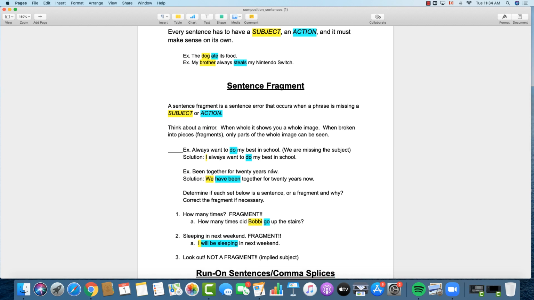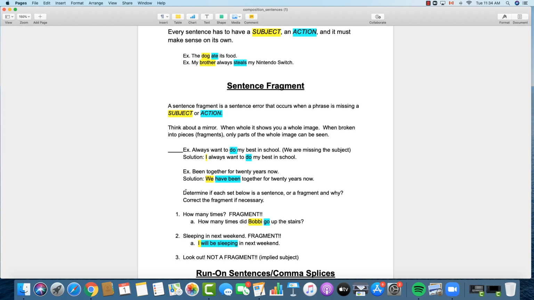Been together for 20 years now. You might hear someone say something like that and it would make sense, but we don't know who's been together for 20 years now. My dog and my cat, my aunt and uncle, we don't know. Well, without that, it's a fragment, it's a piece, it's an incomplete sentence. So I've added a solution here. We have been together for 20 years now. We were missing a subject, so I added it in there.